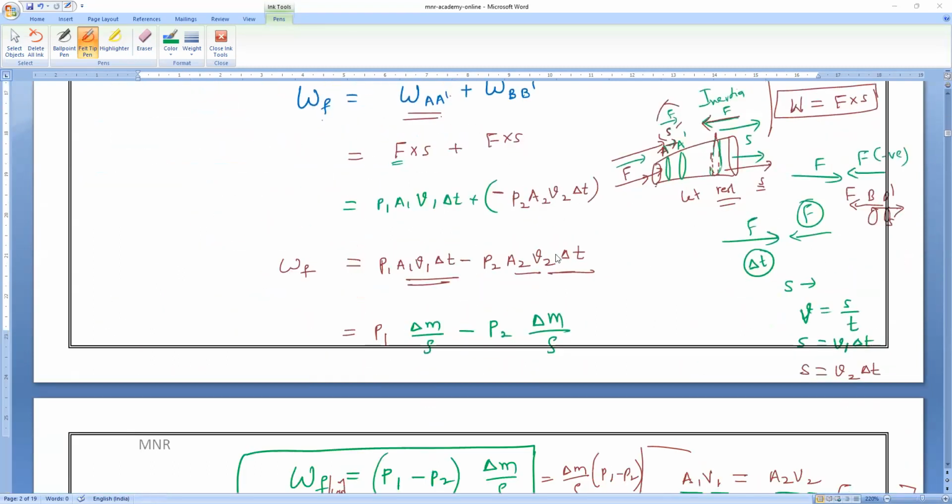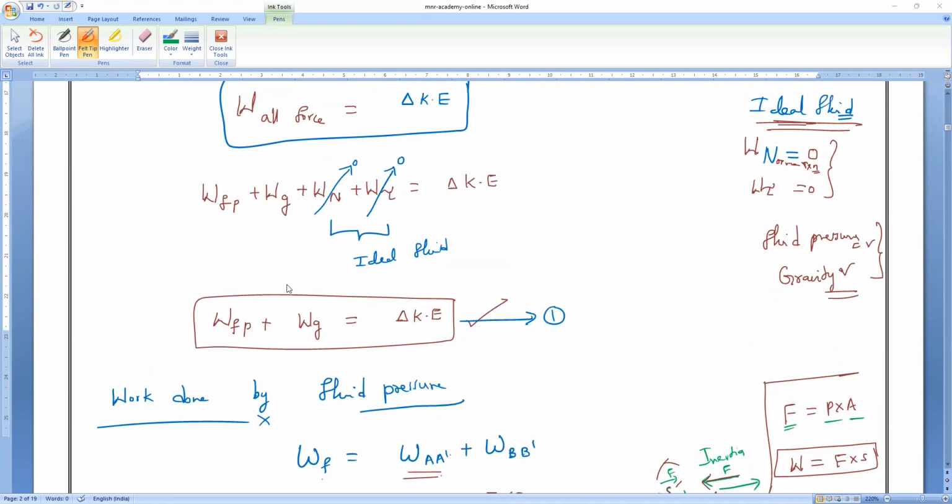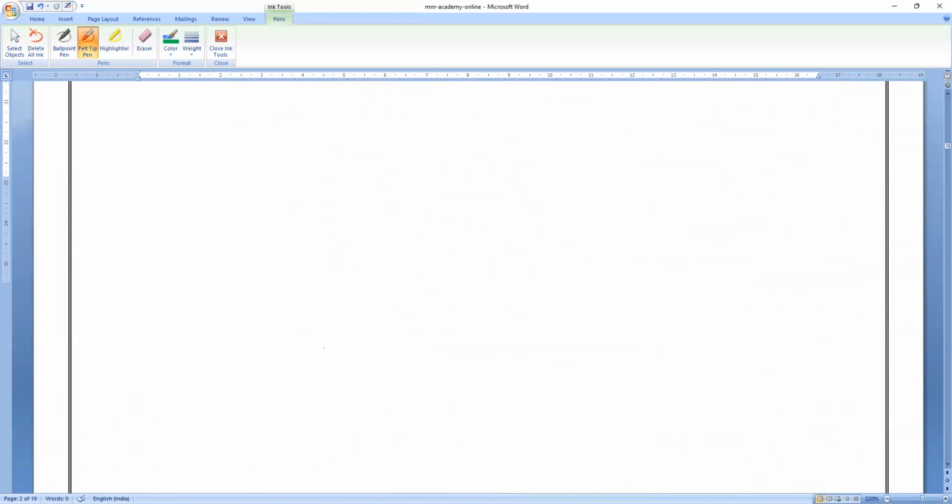Yeah. So now we have found one: the work done by the fluid pressure. Then what else is next? Work done by gravity. So we have to find that one. So, work done by gravity.